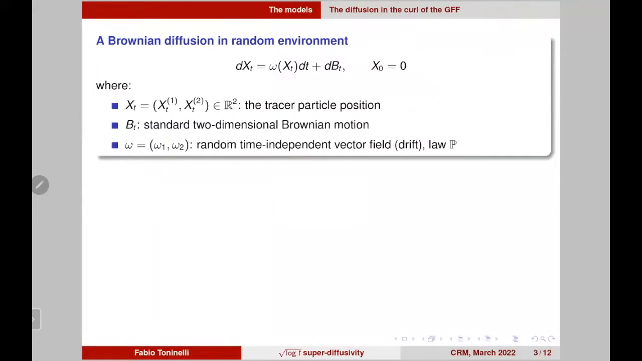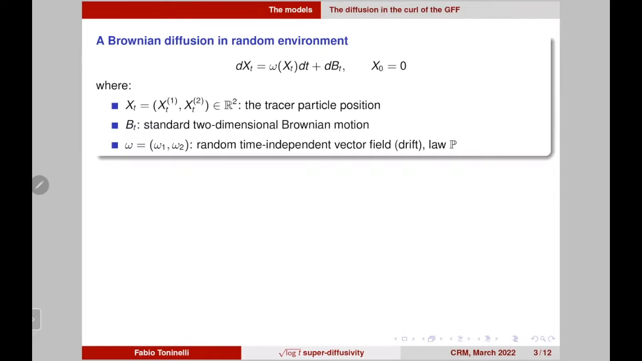All right, so let's come to the first stochastic process. This is a diffusion in a random environment. So you think of a particle in two dimensions. The position of the particle is 0 at time 0, and at time t is X_t. The way it evolves is that there is a Brownian part, dB_t, plus a drift part. The drift is omega, some two-dimensional vector field. So the drift is omega of X_t, dt.